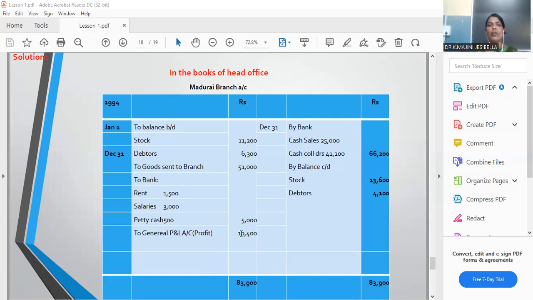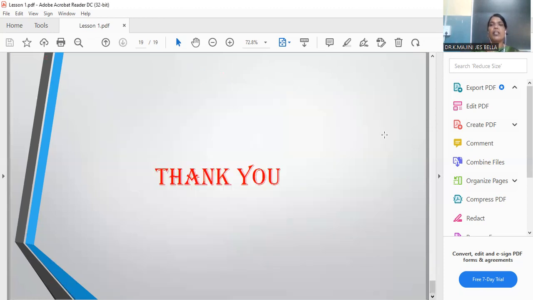10,400 is the profit of the organization. So you should write to general profit and loss account. That is the profit, so we should transfer it to the general profit and loss account. That's what we are writing here. In case the debit balance is higher than the credit side, then that is the loss of the organization. Whether it is loss or profit, we should transfer that amount to the general profit and loss account. Thank you all.